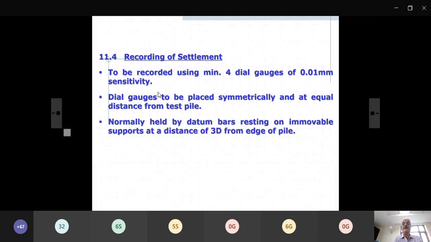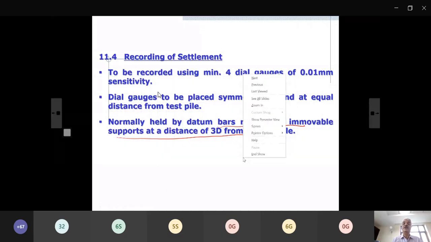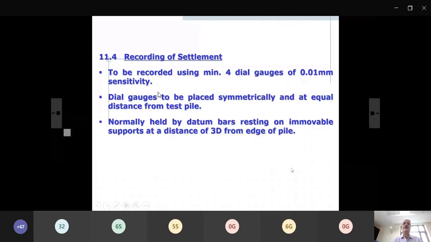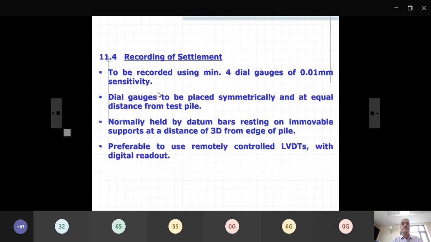And they are held by datum bars, as I told you, resting on an immovable support at a distance of 3D from the edge of the pile. This datum bar's support also should be at least 3D away from the edge of the pile. Again, the idea is that external disturbance should not come into the behavior of the pile. And preferably use remotely controlled LVDTs with digital readout. Nowadays, you might have seen in the lab also, rather than using dial gauges, people use LVDTs, linear variable differential transducers.